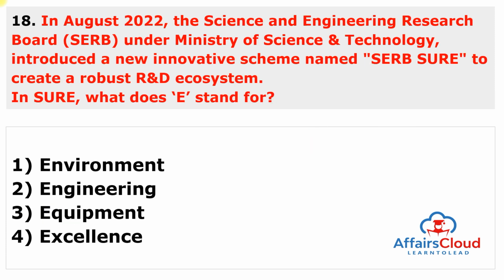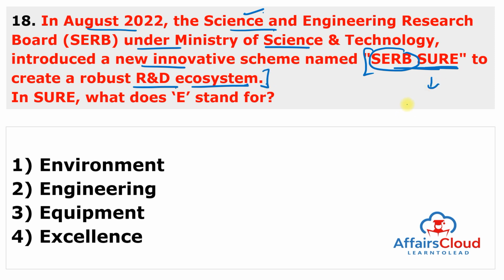In August 2022, the Science and Engineering Research Board under the Ministry of Science and Technology introduced a new innovative scheme called SERB-SURE. So it is started by SERB, which means Science and Engineering Research Board, and the name of the scheme is SURE, and it is just to create a robust research and development ecosystem. What is the meaning of SURE? SURE stands for State University Research Excellence.